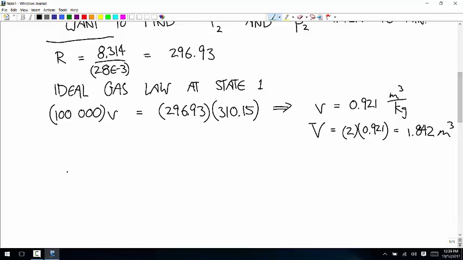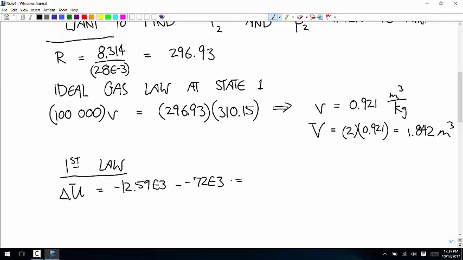So let's use the first law. Calculate the change in energy. So change in total internal energy is equal to negative 12.59 times 10 to the third minus negative 72 times 10 to the third. And so the total change in internal energy is positive 59.41 times 10 to the third.